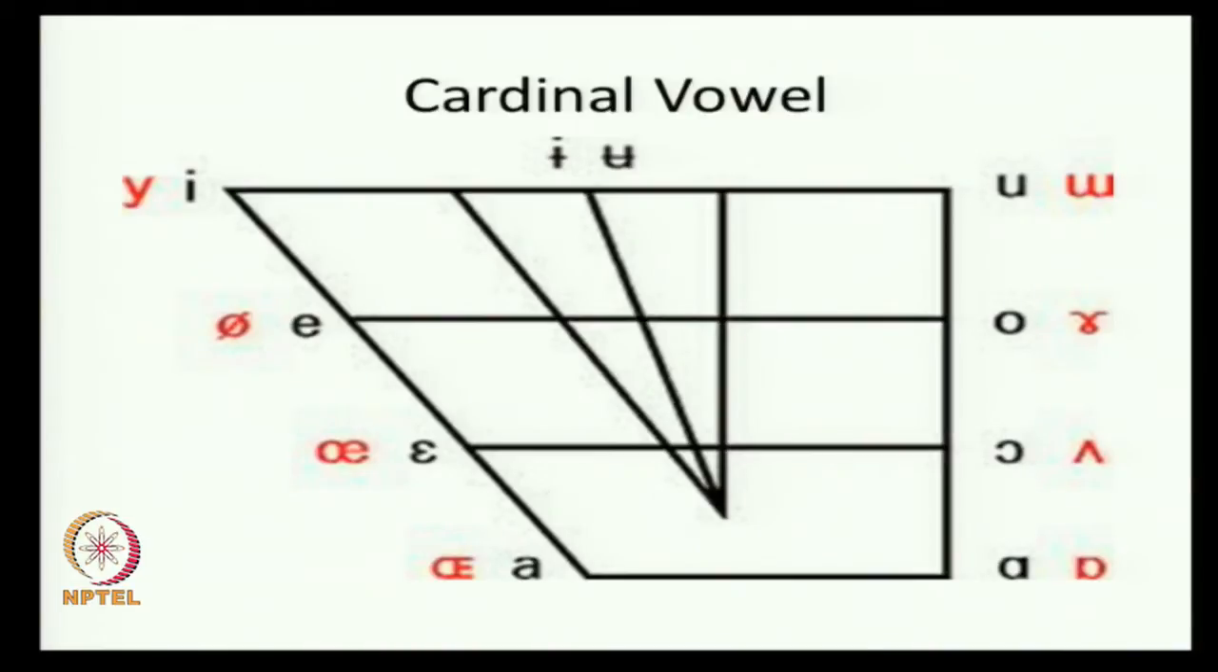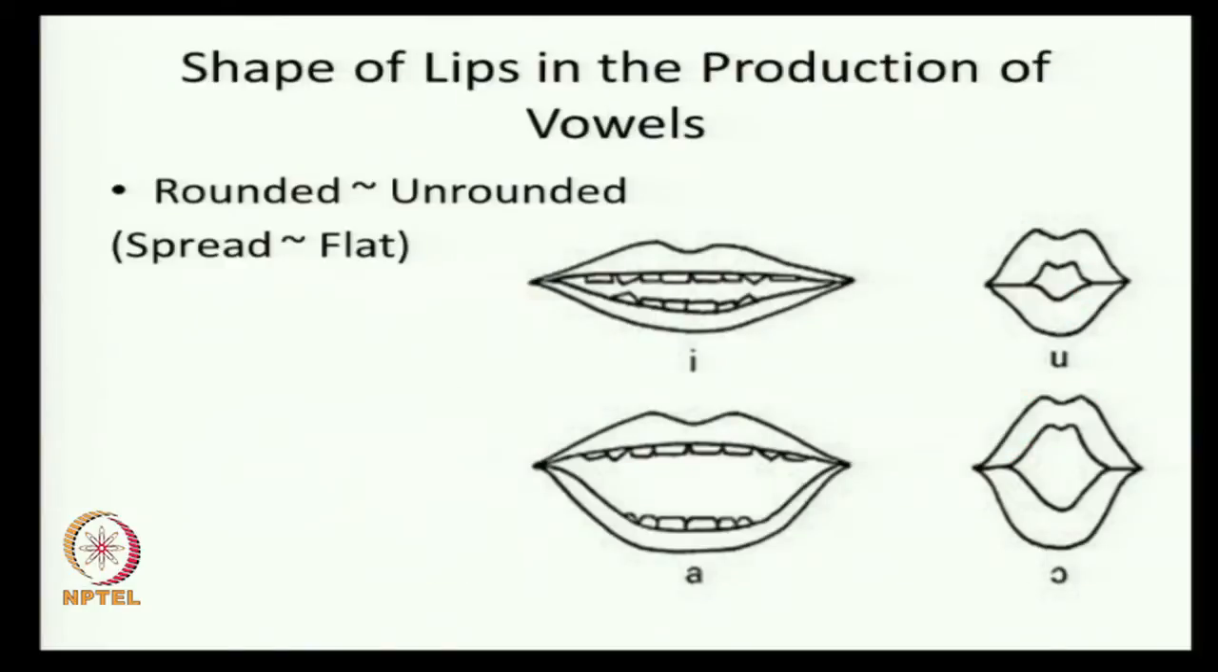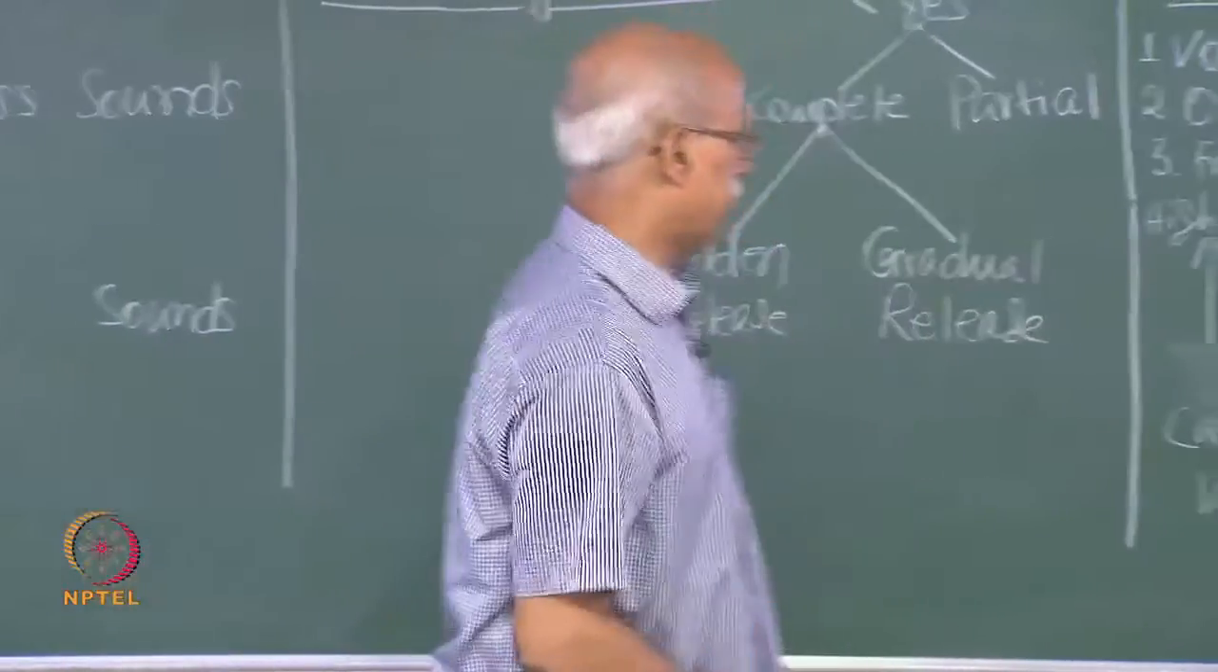What is the difference between E and U? They are both high, but one is front, the other is back. There is another difference. When you say E, your lips are spread. Say it. E. But when you say oo, your lips are rounded. Okay? So, shape of lips, please write. The shape of lips also plays an important role in the production of speech sounds, in the production of vowel sounds. Okay? Height of tongue, part of tongue and shape of lips.